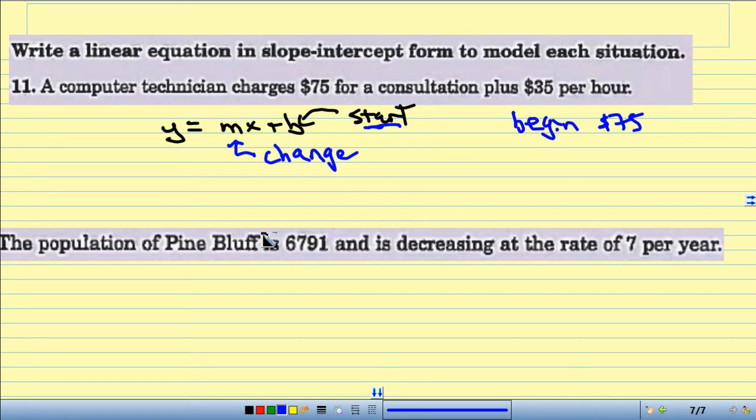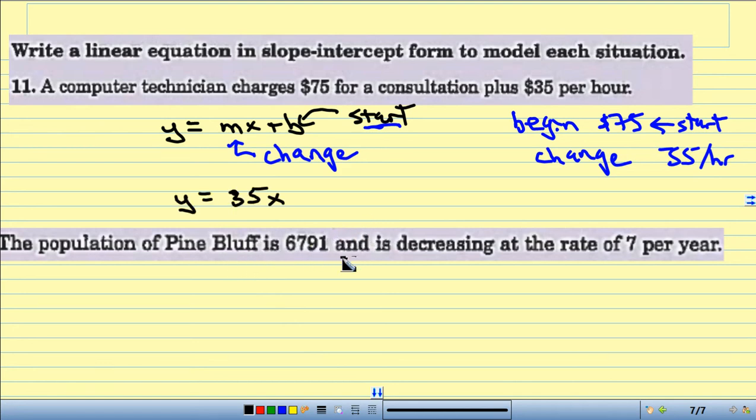So that means that my start is at $75 or just 75. My change is 35 per hour. So the way I'm going to write this is y is equal to my change, 35, and I'm going to say x represents every hour, plus my start point, which is at 75.